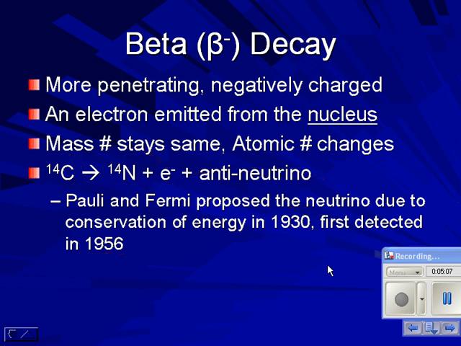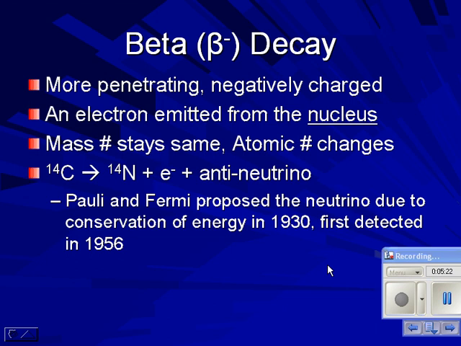All you really need to know right now is that in beta decay, if it's beta negative decay, if an electron is given off, there's also this thing called an antineutrino, which is a very small subatomic particle that does not have electric charge.